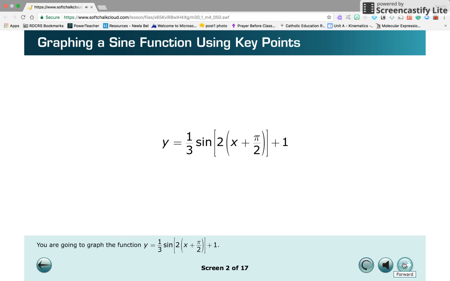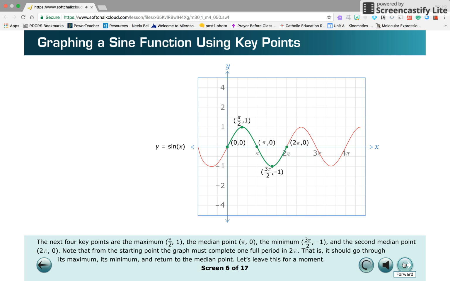Note that from the starting point, the graph must complete one full period in 2 pi. That is, it should go through its maximum, its minimum, and return to the median point. Let's leave this for a moment.